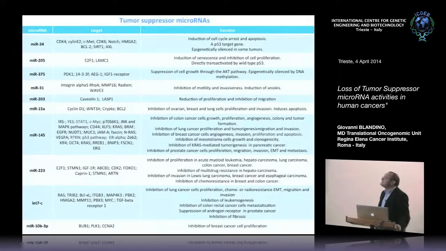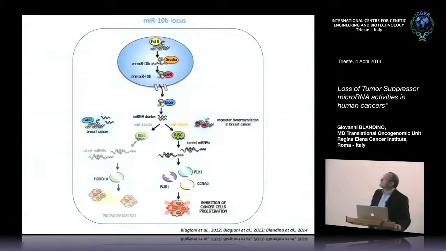So this is just a table that summarizes some of the best known and most studied tumor suppressor microRNAs. These are the targets that have been identified, and these are the function and the main pathways that are involved. In the last few years, we have worked in this field, and we have identified and attempted to characterize some of the microRNAs. And I will briefly go through some of the slides.